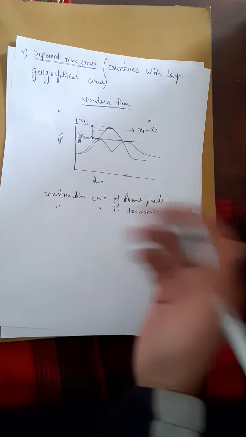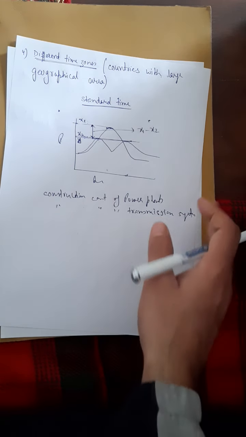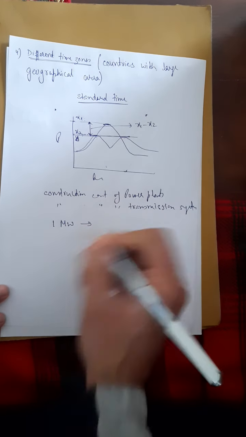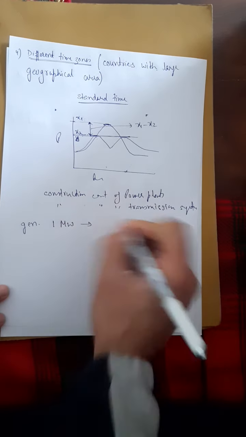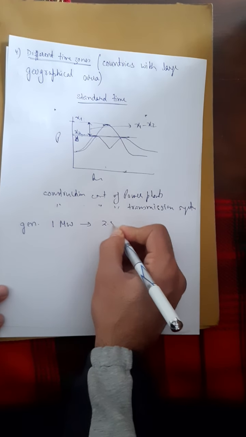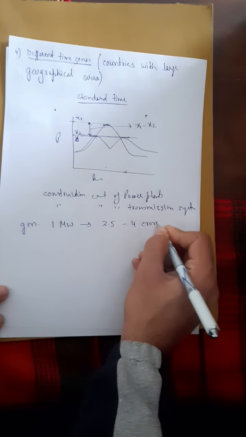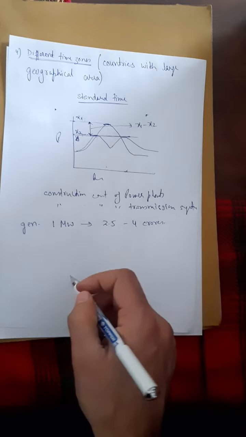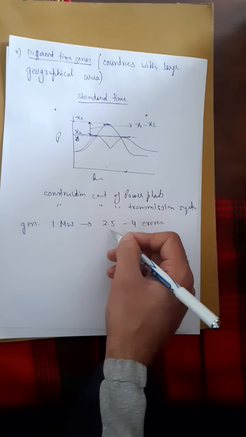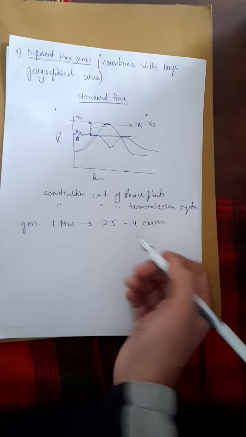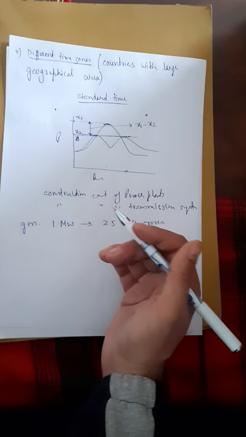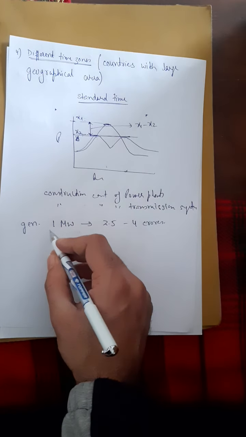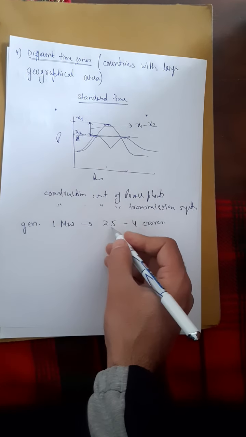So lower capacity means lower construction cost, higher capacity means higher construction cost. If I give a rough estimate, for generating 1 megawatt of power, the cost is approximately around 2.5 to 4 crores. Maybe because of recent advancements in technology the cost has reduced, maybe from 2.5 to 3.5 crores. But a few years back, when I was a student reading this subject, the generation cost for 1 megawatt of power was 2.5 to 4 crores.